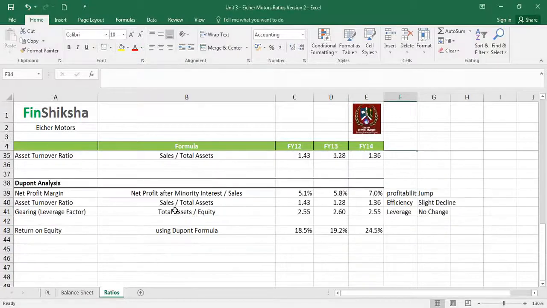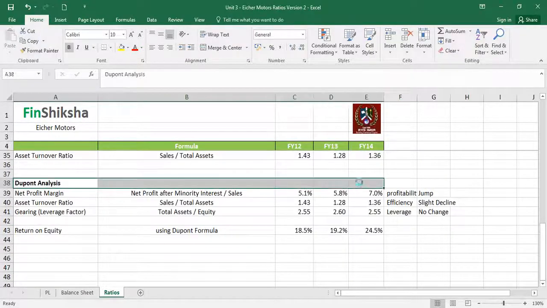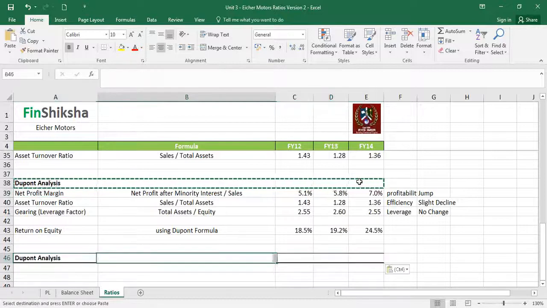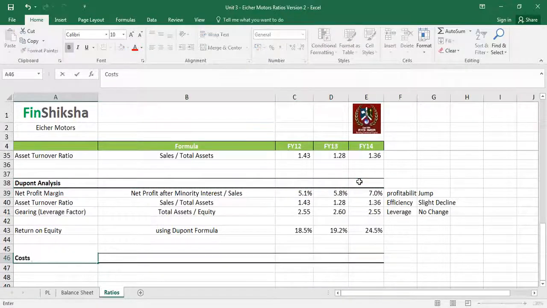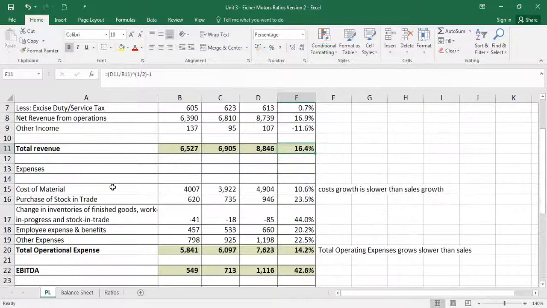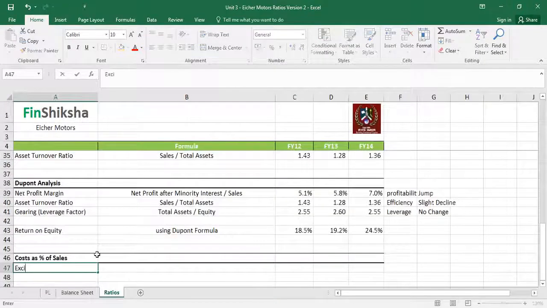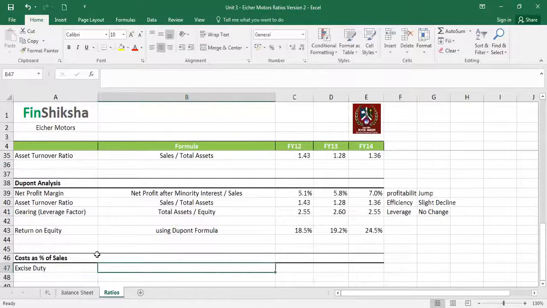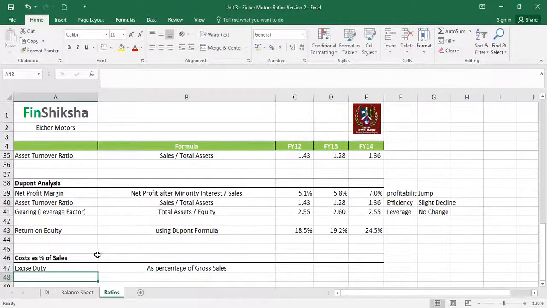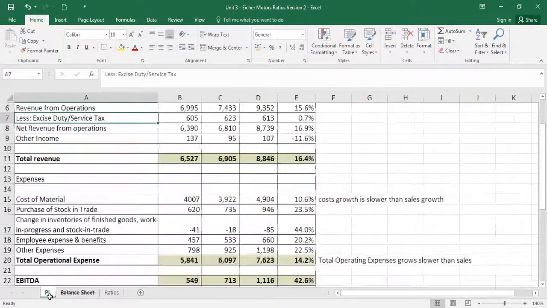Let's continue and also calculate our costs as a percentage of sales to figure out which is the highest cost as a percentage of sales, right? What are the major costs that we are looking at? We have cost of materials. In fact, we'll start with excise duty, right? So that's the first one that we're going to plug in. Excise duty as a percentage of gross sales. Rest everything I will take as a percentage of net sales because excise duty is gone, right?